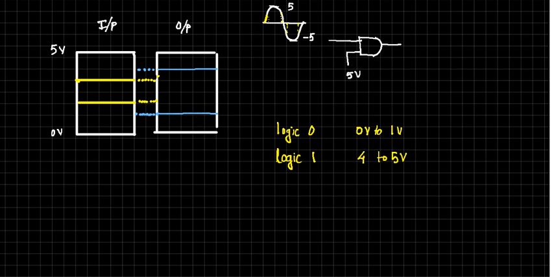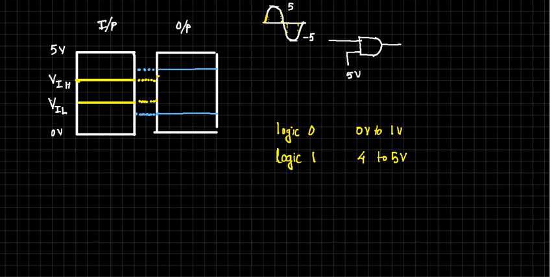So the maximum value which can be considered as input low is called VIL. This is the maximum or highest level which can be considered as low, and this is VIH. VIL is nothing but the maximum level, let's say it may be 1 volt or 2 volts or 3 volts, that can be considered as logic 0. So from 0 volts to VIL, we can consider it as logic 0, and from VIH to 5 volts, we can consider it as logic 1.